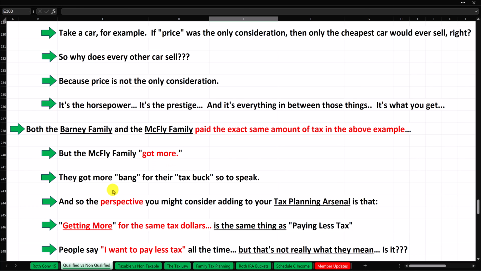They got more bang for their tax buck, so to speak. Both families got $30,000 in cash dividends, but because the McFly family had set up their portfolio such that it had a greater percentage of qualified dividends in it, they were able to squeeze in a Roth IRA conversion that the Barney family wasn't able to get for the same tax cost, and so they got more. And so the perspective that you might consider adding to your tax planning arsenal is that getting more for the same tax dollars is the same thing as paying less tax.